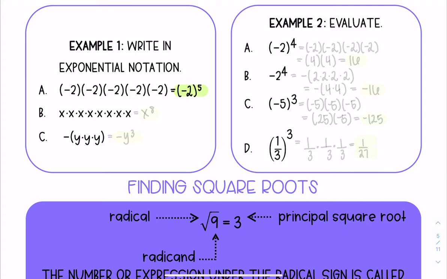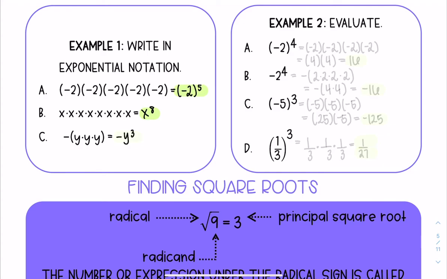What about the second one? We have a bunch of x's. It looks like it's there 1, 2, 3, 4, 5, 6, 7, 8 times. And so that's just going to be x to the 8th. And then we've got negative y times y times y. So this is going to turn out to be negative y cubed.